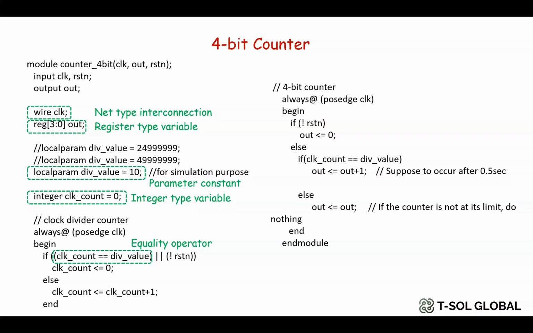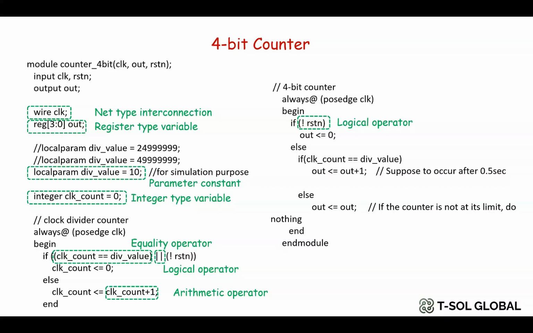Then we also have the equality operator in this code, which we discussed today. Then we have a logical operator, so it's logical OR. Then we have an arithmetic operator, so here we are doing addition. We again have the logical operator. So here in the Verilog code, we are using the clock divider counter, which we used in our last video. And this counter is mainly helping to do the counting.